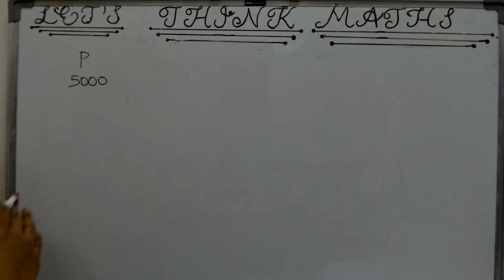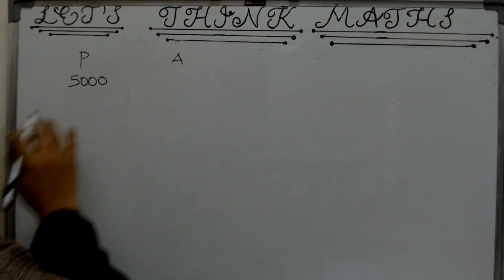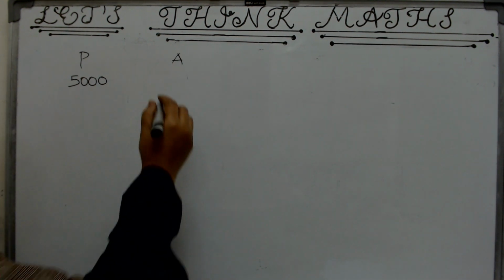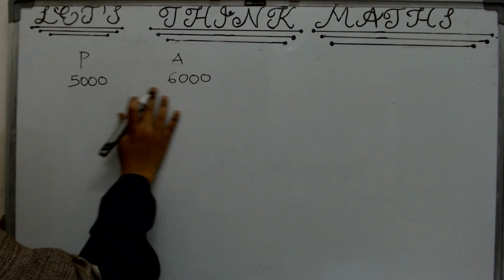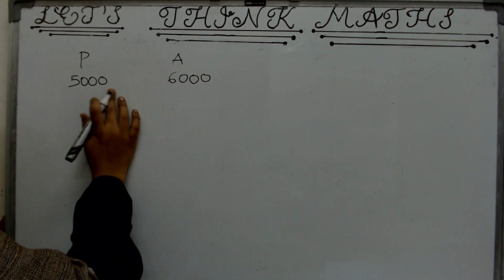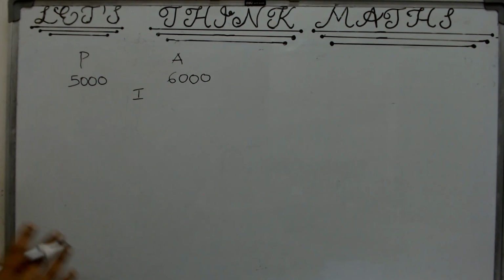Then after a certain amount of time, say for example 4 years, when you go to take that money back, the amount that you get will not be the same. It will be more. For example, say 6,000. Then you see the difference here, the 1,000 rupees, that is called interest. Interest is of two kinds. There is simple interest and there is compound interest.